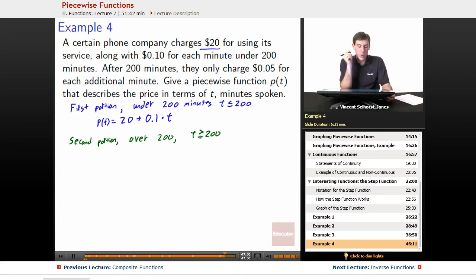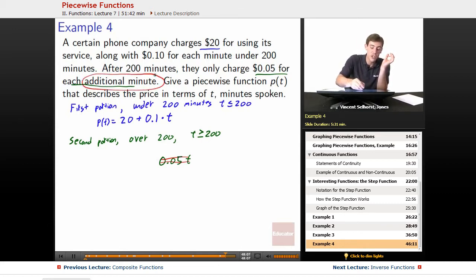We know that it's going to be 5 cents for each additional minute. So our first thought might be, great, easy, it's going to be 0.05 t. Not true. This is not going to be the case. Why not? Because it's for each additional minute over 200. After 200, you get charged at 5 cents per minute. Before that, you still get charged at the 10 cents. So how many minutes over 200?